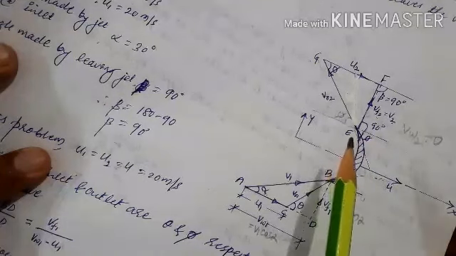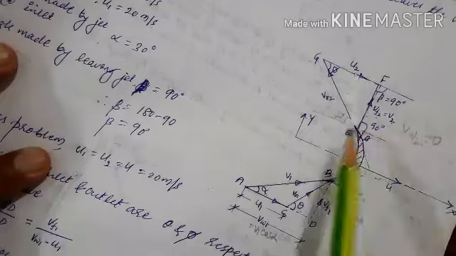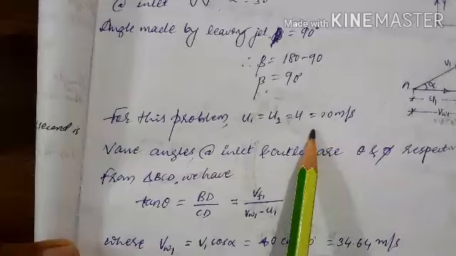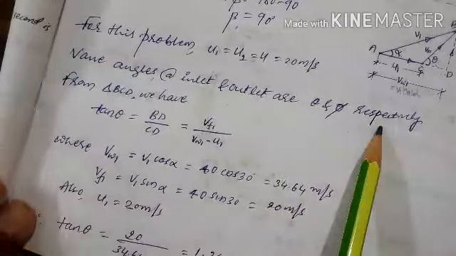In this case, the jet is leaving at an angle of 90 degree, hence beta is also 90 degree. Then for this problem, u1 is equal to u2 equal to u, that is 20 meter per second. The vane angles at inlet and outlet are theta and phi respectively.